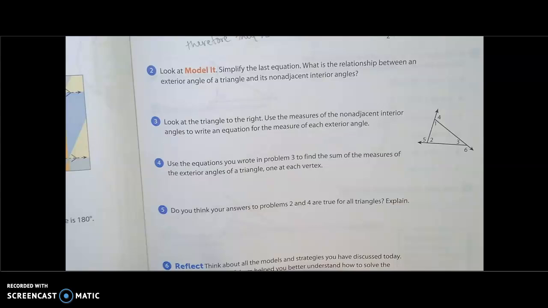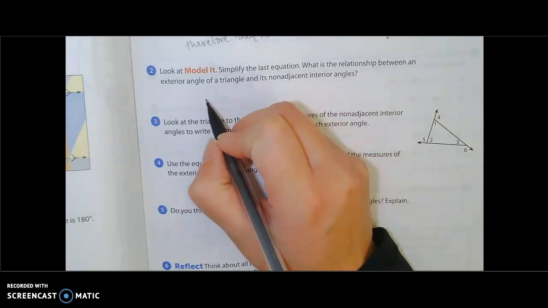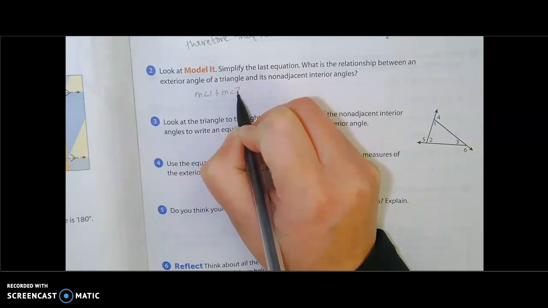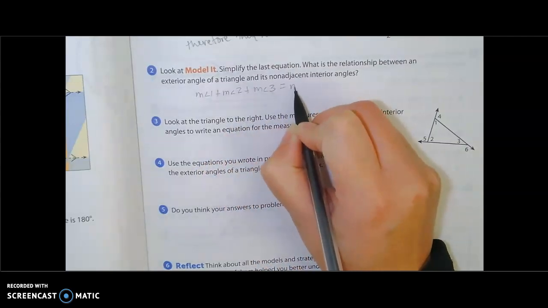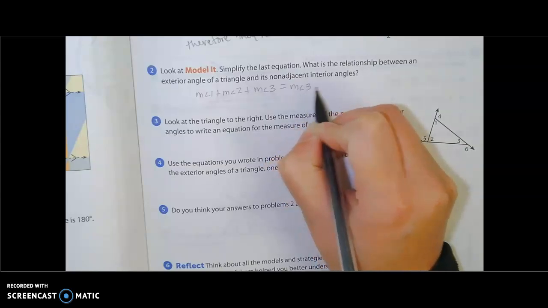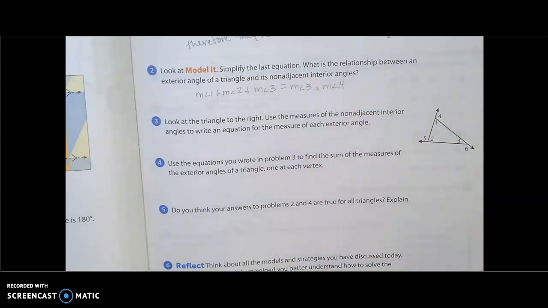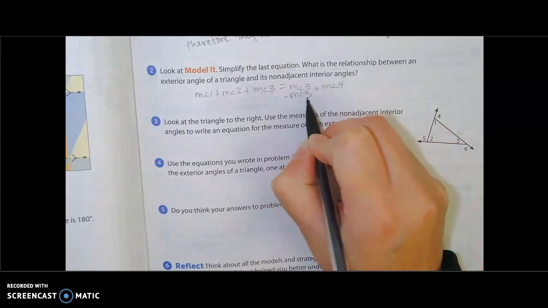Simplify the last equation. What is the relationship between the exterior angle of a triangle and its non-adjacent angle pair? So if we look at the model it, the last thing they had was the measure of angle 1 plus the measure of angle 2 plus the measure of angle 3 is equal to the measure of angle 3 plus the measure of angle 4. So to simplify it, well, there's a 3 on both sides, so I'm going to subtract the measure of angle 3.